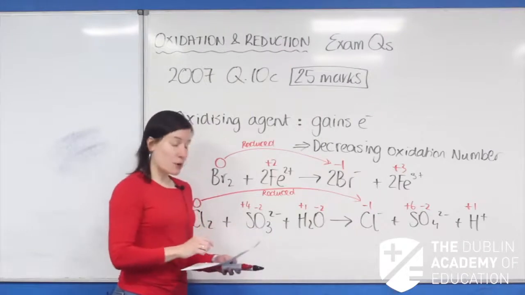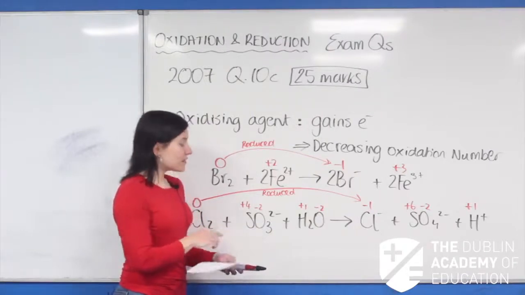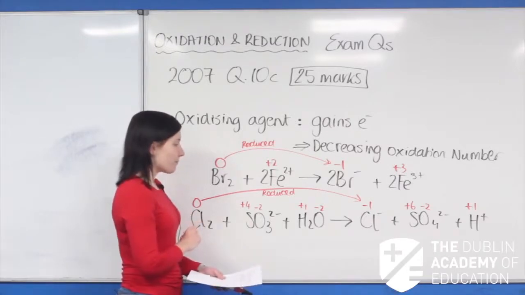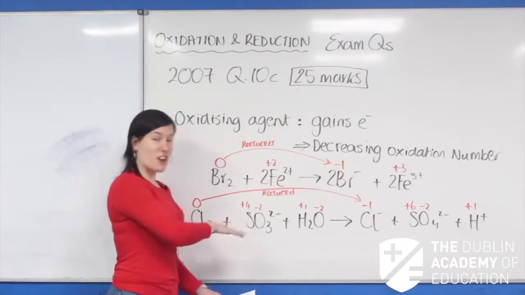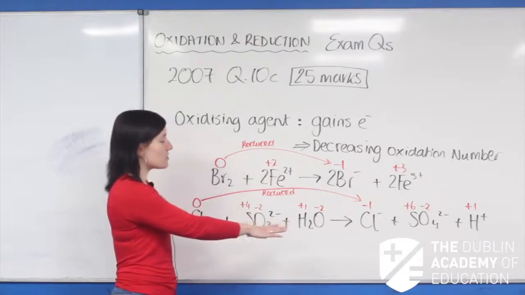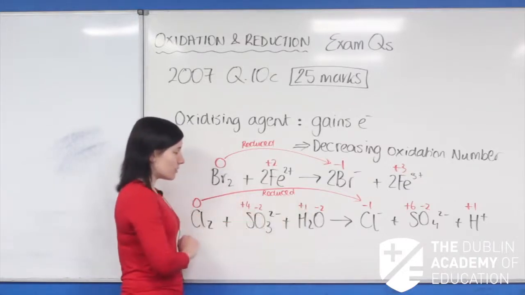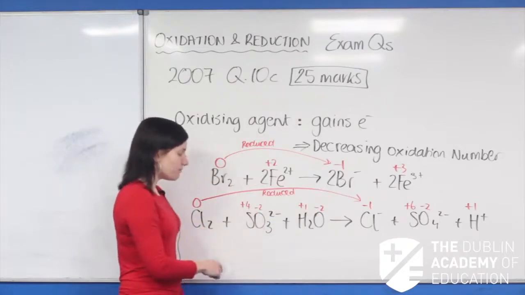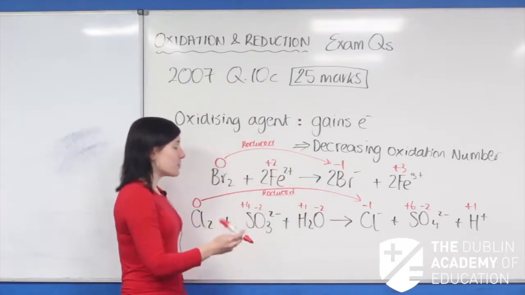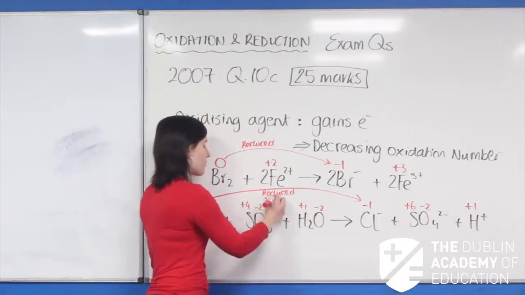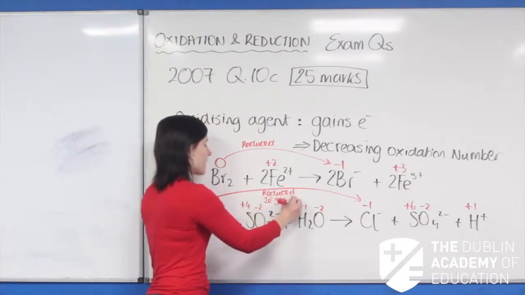For the next 6 marks, we're asked to balance the second equation. So we're just focusing in on the second equation. So we've done a bit of the hard work here. We've assigned all of our oxidation numbers. We've identified that the chlorine has been reduced, okay, from 0 to minus 1. So if we think about that in terms of how many electrons have been gained, we can see that we have 1 electron gained in that case.